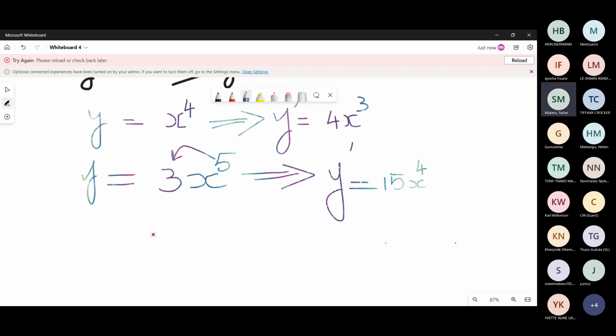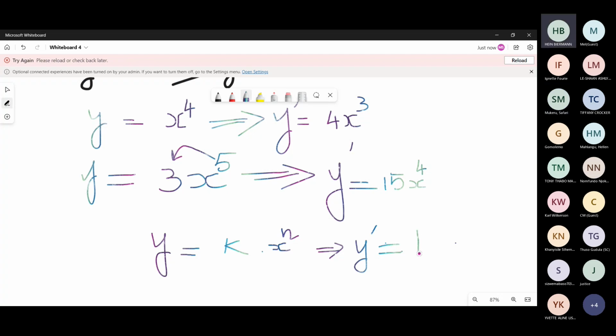Now that is it. In general, if we have a function with a constant, k or c or any other number that you want, multiplied by x to the power n, the derivative will be, can you give the answer please? It will be kn x to the n minus 1. Very good. k times n, times x to the n minus 1. Great.